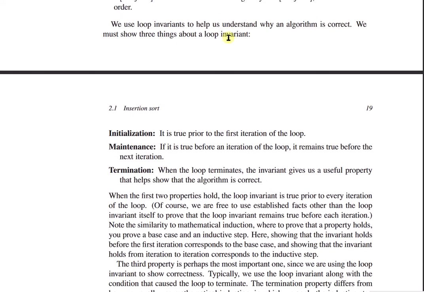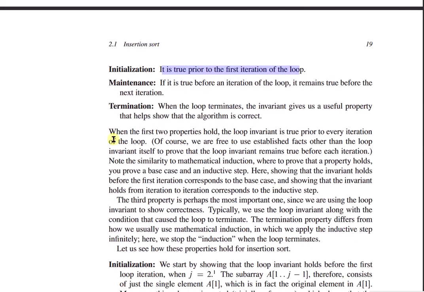We must show three things about a loop invariant. Initialization: it is true prior to the first iteration of the loop. Maintenance: if it is true before an iteration of the loop, it remains true before the next iteration. Termination: when the loop terminates, the invariant gives us a useful property that shows that the algorithm is correct. When the first two properties hold, the loop invariant is true prior to every iteration of the loop.